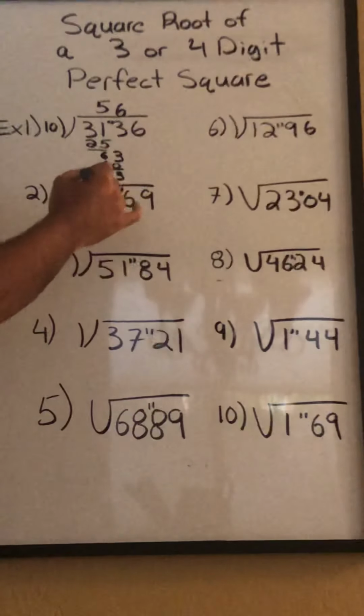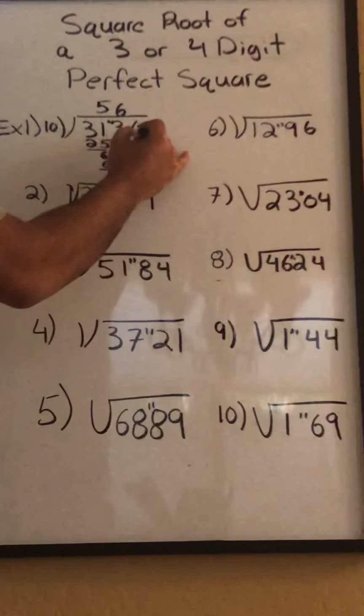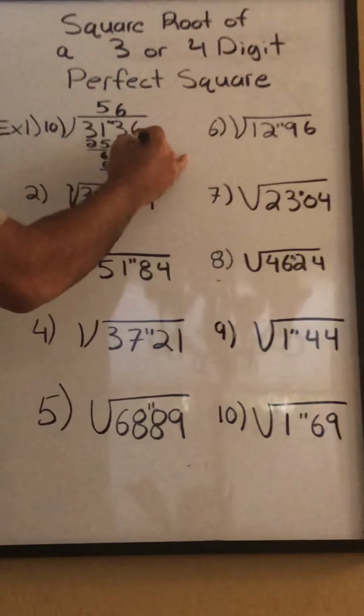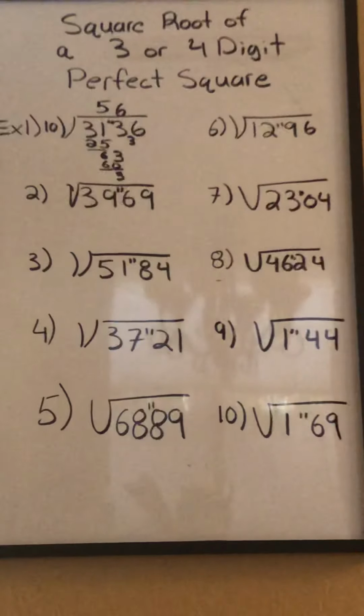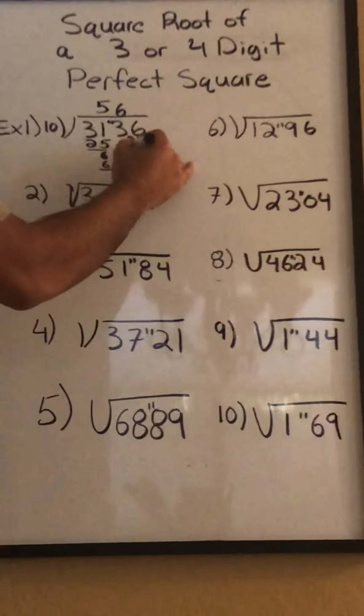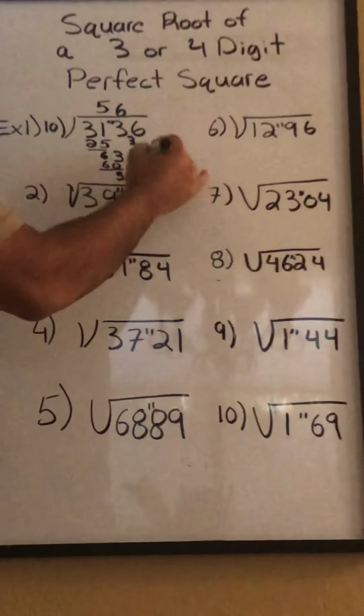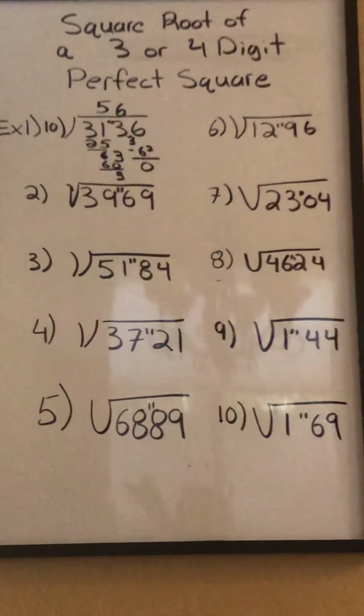Okay? So I'm going to put the remainder over here actually. Okay, because it's like 36. And then we do 36 minus the square of this. So it's 36 minus 6 squared. We have nothing left over. So the square root of 3,136 is 56. Now, we're going to do a lot of these steps mentally, okay?